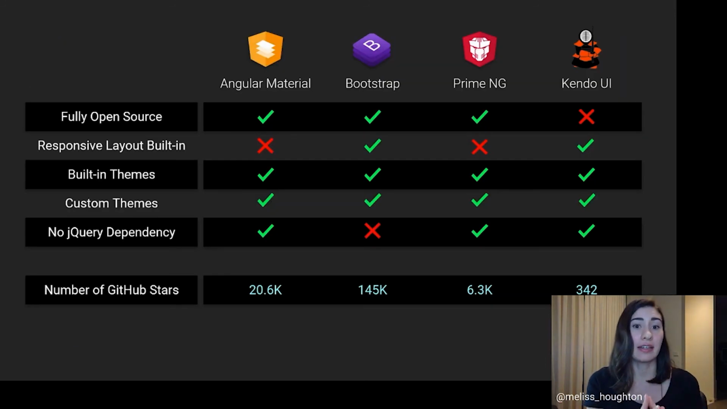Looking at a few other component libraries that are out there, Bootstrap, which we mentioned, is the most popular one, but it does come with jQuery, which creates a lot of overhead, so I personally like to try and avoid it because of that. PrimeNG I have used a bit, and I've seen that it's pretty good. It has a really good amount of components, but it also doesn't have that responsive layout built in, and I've had some problems with accessibility when I've been using it.